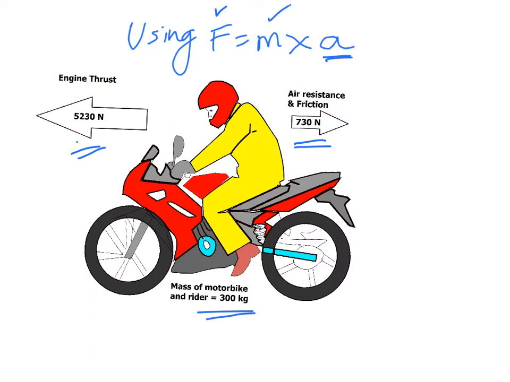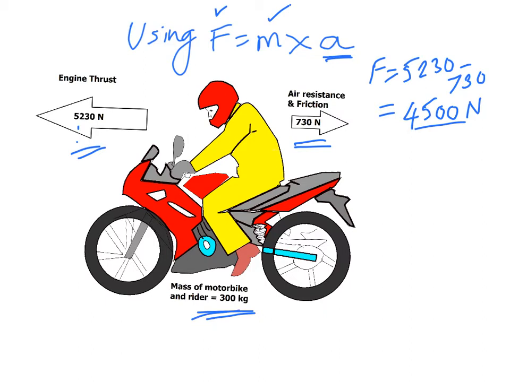So if you work out the resultant force, in this case 5,230 take away 730, so F would be 5,230 take away 730, and you should get 4,500 newtons as your resultant force. 4,500 newtons.